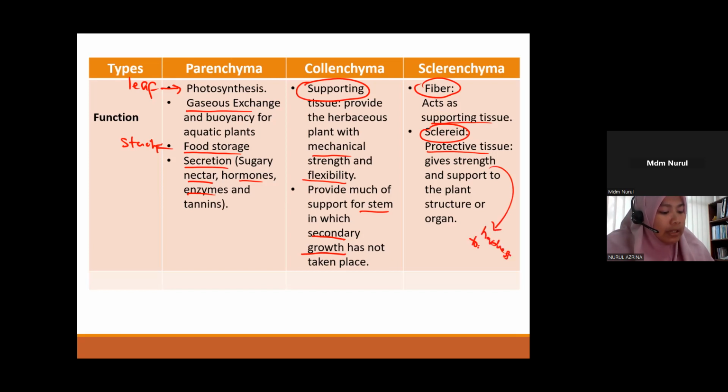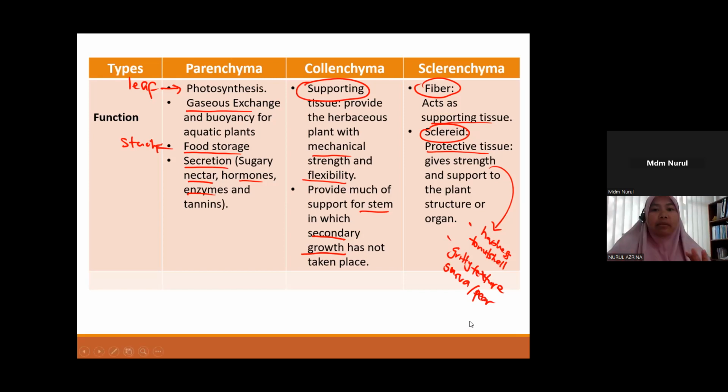Hardness to the nutshell. Right? Macam kulit kacang tu is actually sclerite, right? Of sclerenchyma tissue that provide strength and hardness to the nutshell, or providing the gritty texture for guava and also pear. All right. Okay. So that is sclerenchyma.